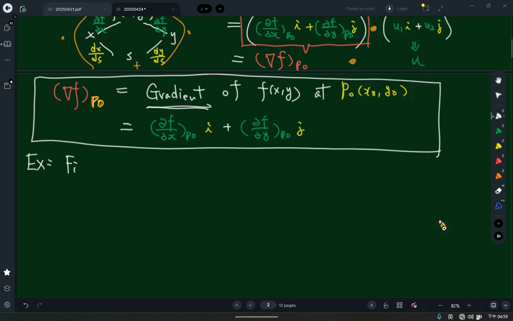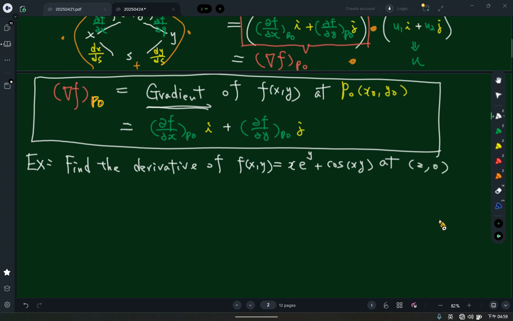Okay, so I just immediately give you an example so that you can just know how to apply this. Please just find the derivative of f of x, y is equal to x times e to the power of y plus cosine xy at 2, 0, this point. And in the direction of v is equal to 3i minus 4j. So this is the complete description for the question.